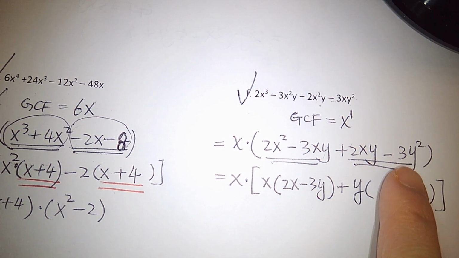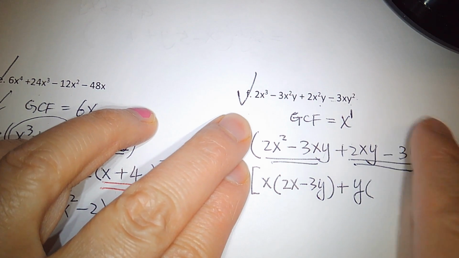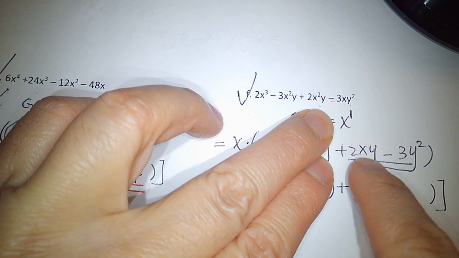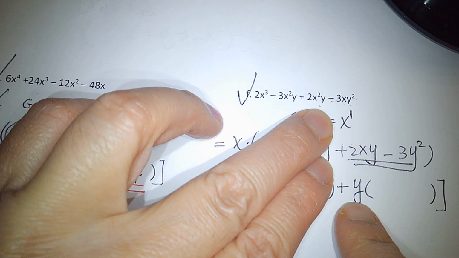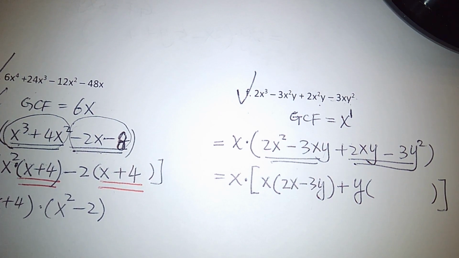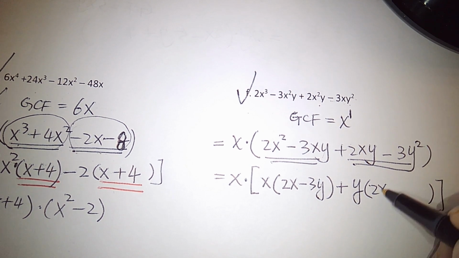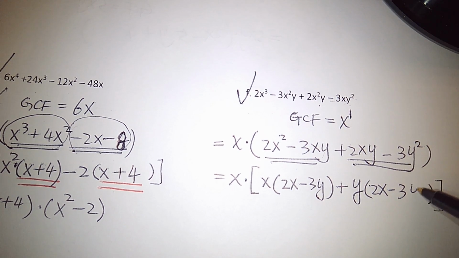Are we taking the x from the second term as well? Well, the thing is, now we're factoring these 2 terms only, right? x only shows up in this term, but does not show up in this term. So only y is a common factor. If y is out, we should have 2x minus 3y inside, since y squared over y is y.